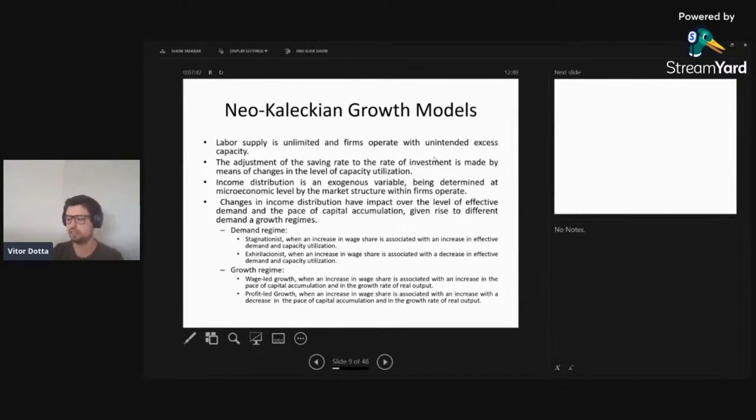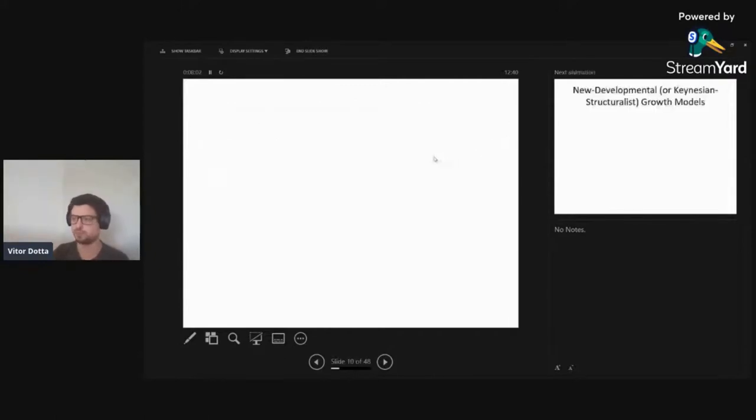The first being that an increase in the wage share is associated with an increase in the pace of capital accumulation and also in the growth rate of output. And the second, which is the profit-led, is where an increase in the wage share is associated with a decrease in capital accumulation and in the real output.